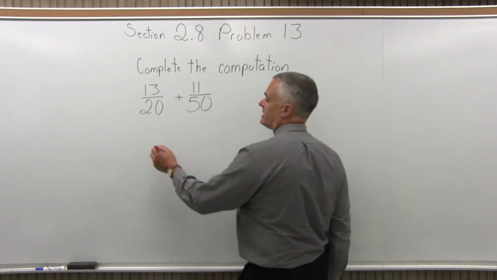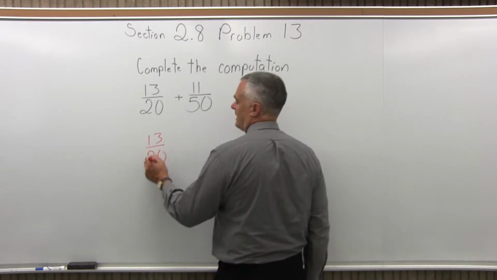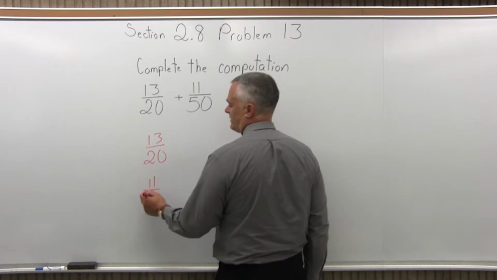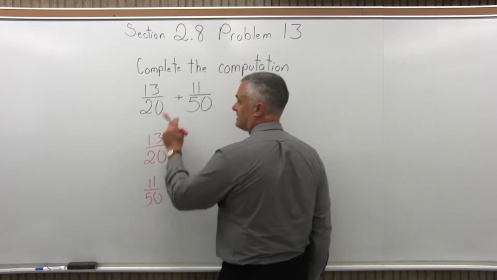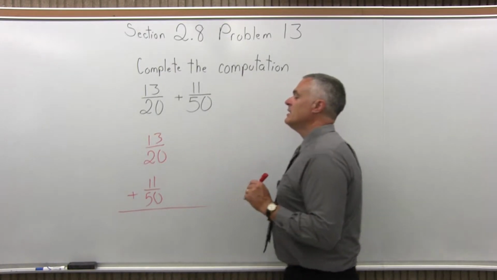So let's start by writing them in a vertical format. Let me write 13 over 20, and a little below it I'll write 11 over 50. And it's an addition, so we keep it in addition. So I'll put a line and a plus sign.